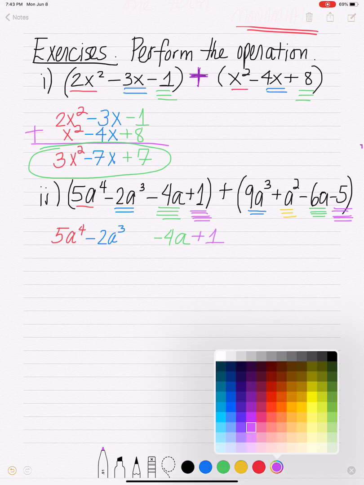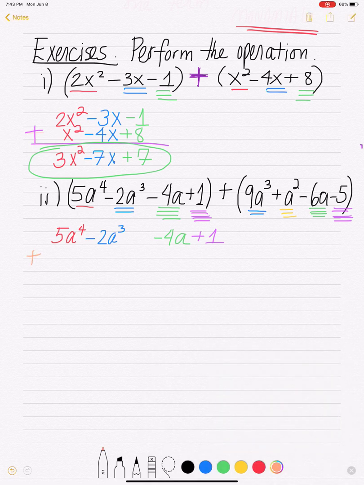All right. So underneath that, I'm going to put my second polynomial. Now notice I don't have a 4th power term, right? I don't have a red term in my second polynomial. So I'm actually going to begin with the cube, which is 9a cubed, and I'm going to put that in the blue column, the cube column, right? 9a cubed.